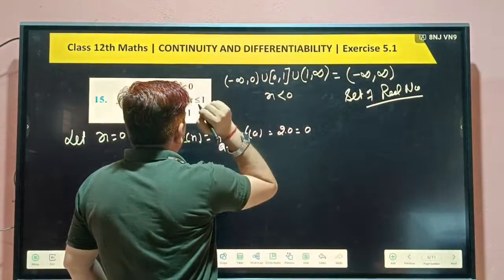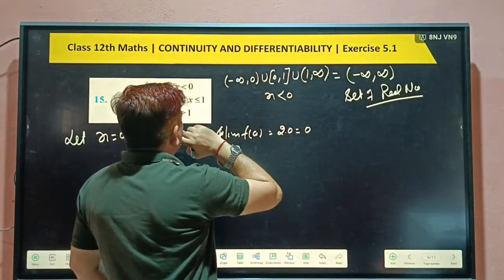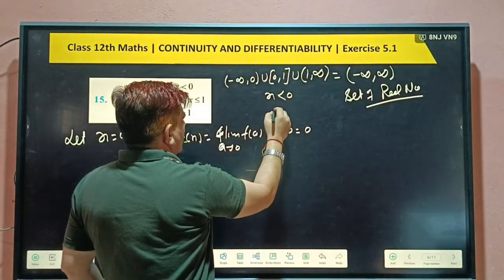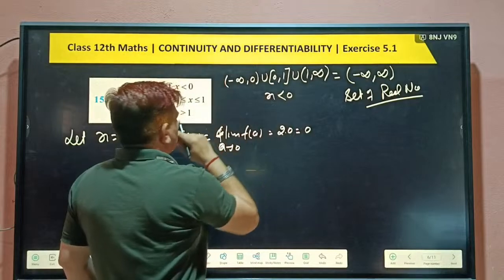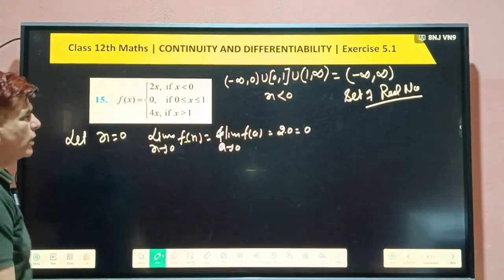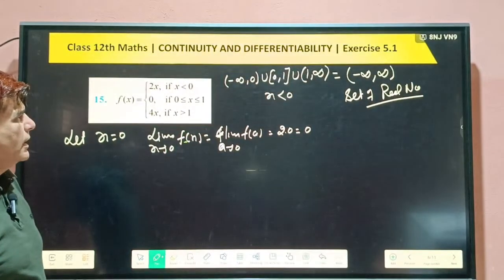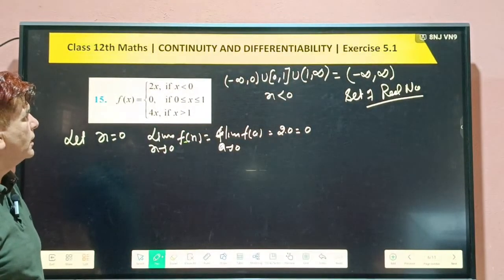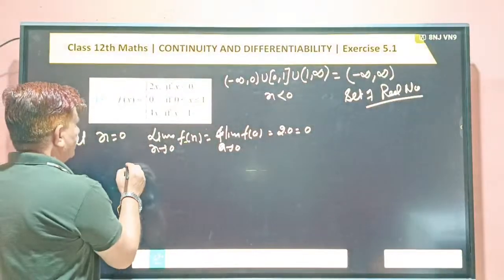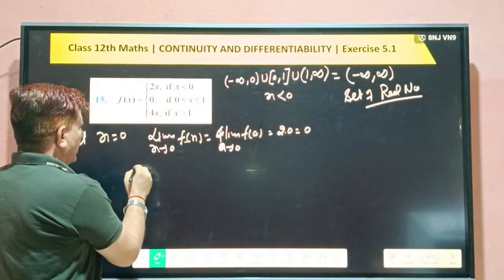So which case will we take? We have taken x equal to this. So LHL we can take or RHL we can take. We can take both. But here which is necessary? LHL. LHL is necessary, RHL we can find out.